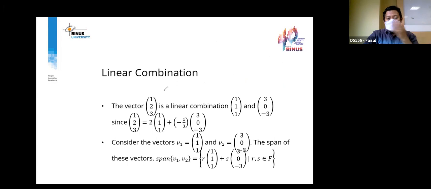So a linear combination is a vector obtained from sum of vectors by scalar multiplication and sum of scalar multiplications.